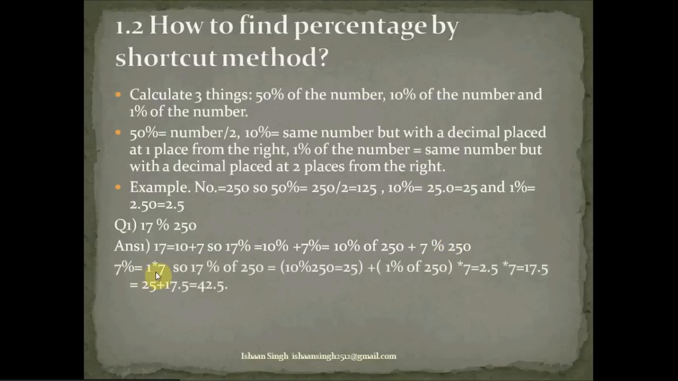7% is equal to 1% into 7, so 17% of 250 becomes equal to 10% of 250, which is 25, plus 1% of 250 into 7. That means 2.5 into 7 is equal to 17.5. So the total 17% becomes 25 plus 17.5 is equal to 42.5.